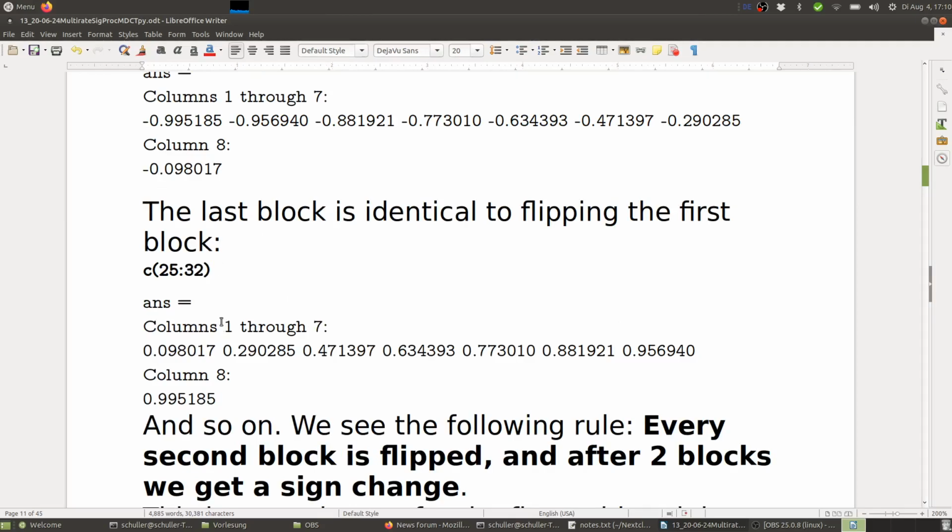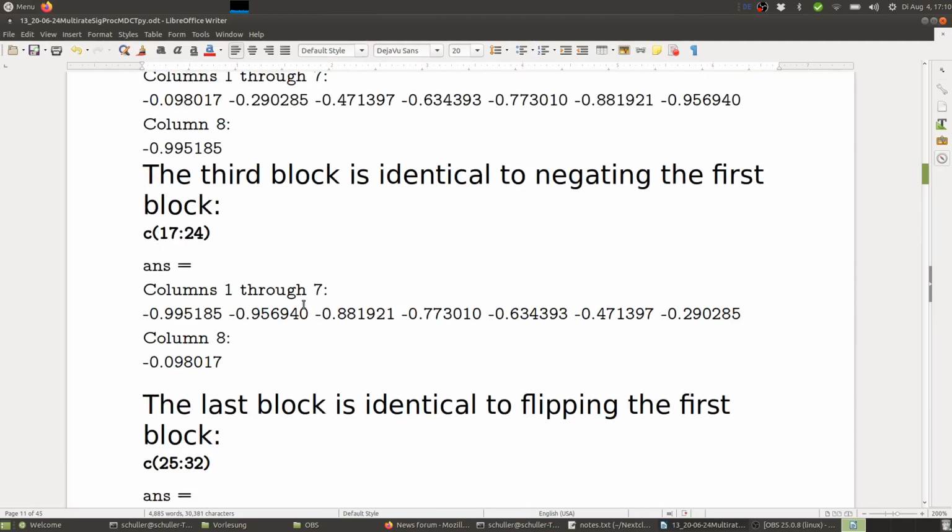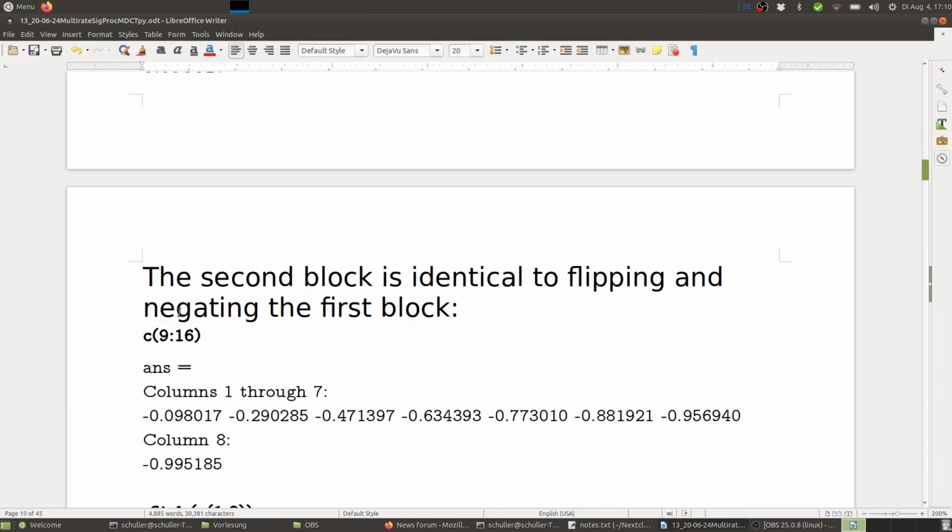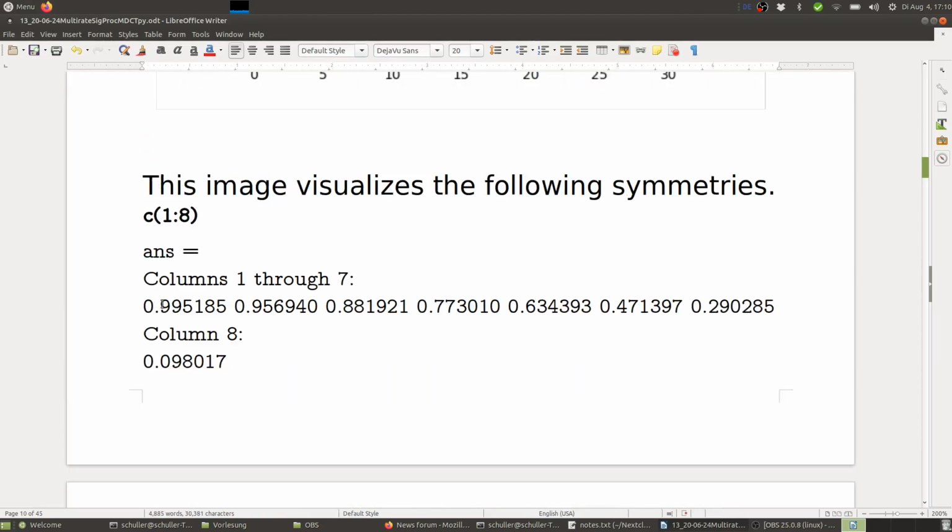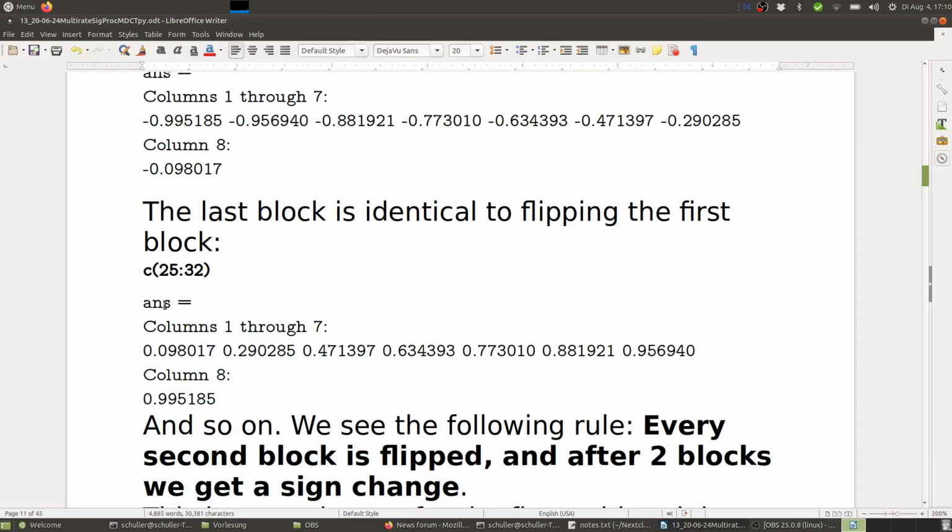And then the last block is identical to flipping the first block, and the third block is identical to negating the first block. So here you can see it starts with minus 0.99. Here it's plus, and the last one is just flipping. So it starts here in the end. And those numbers are indeed identical.